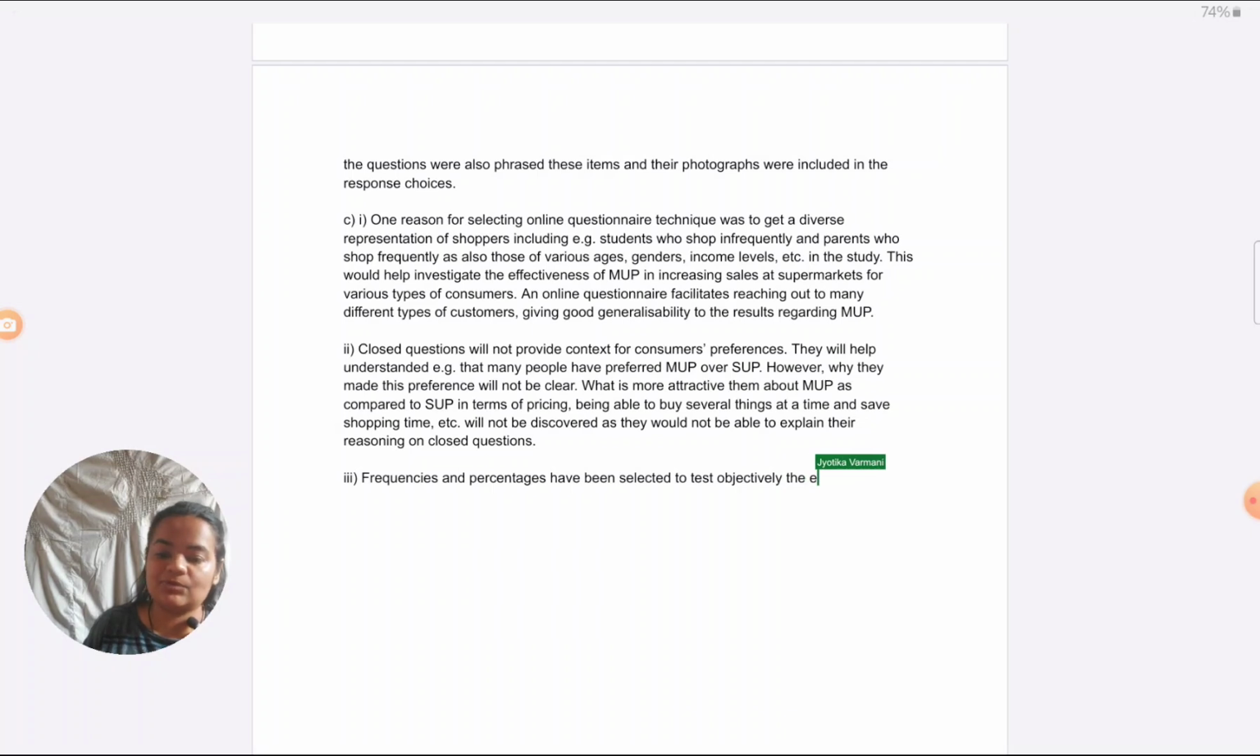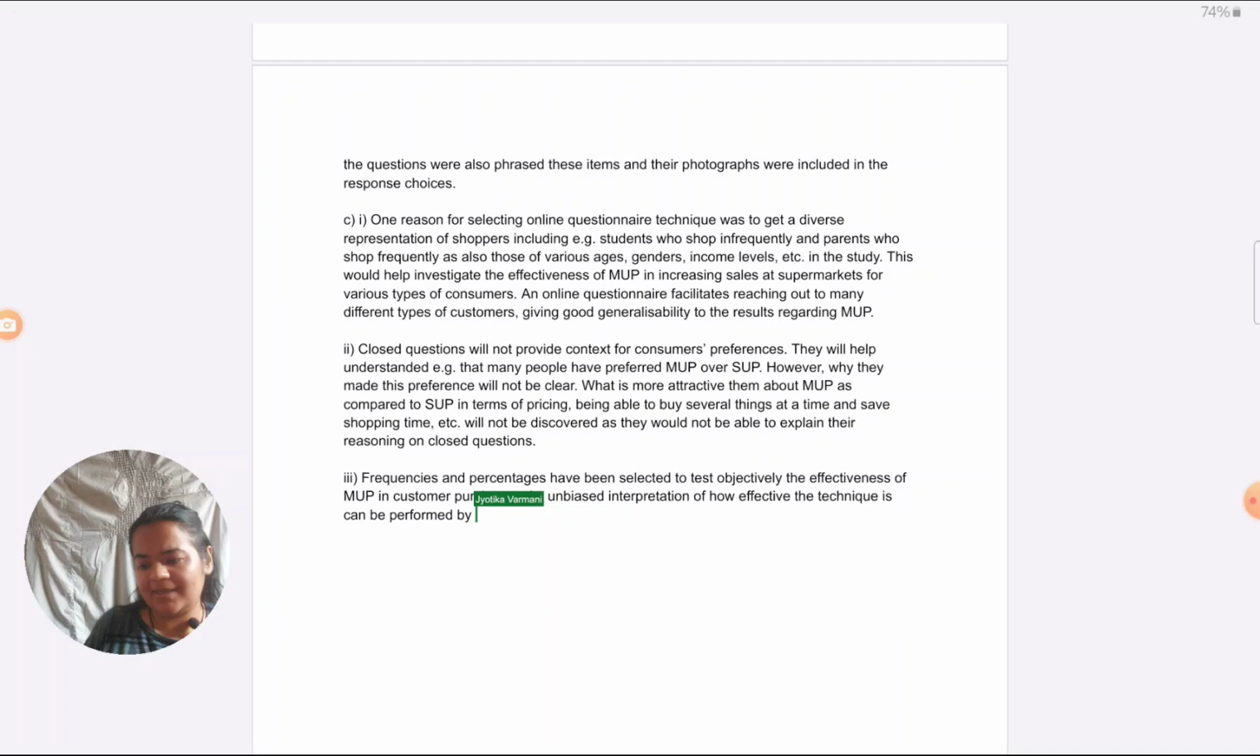The effectiveness of MUP in customer purchases, an unbiased interpretation of how effective the technique is can be performed by simply looking at how high or how low the percentage of selection of MUP offers is.